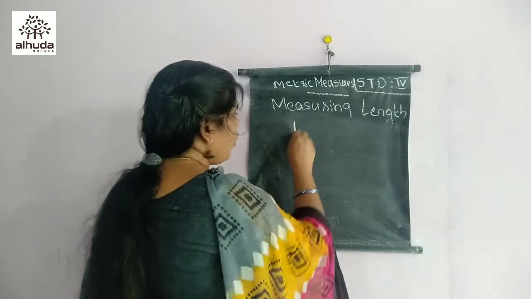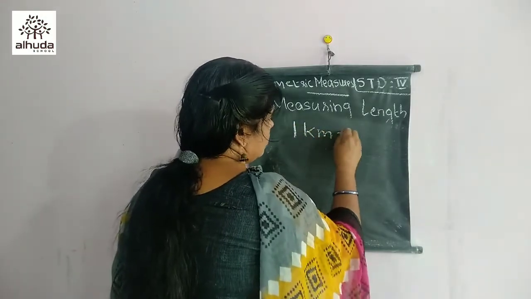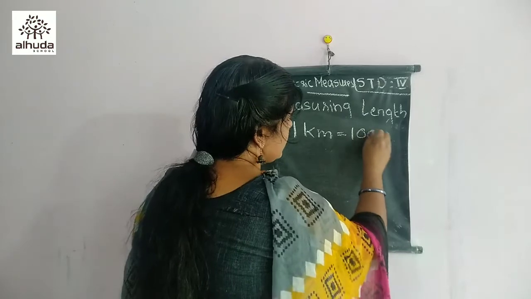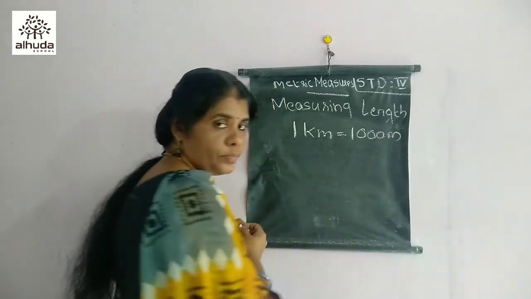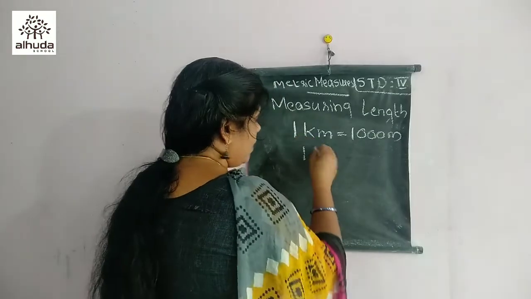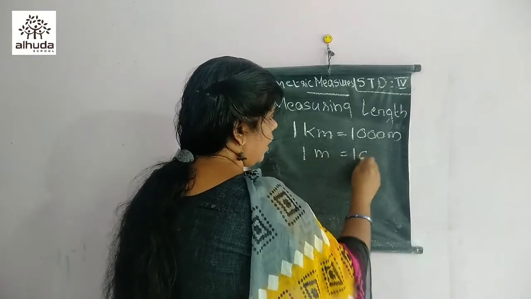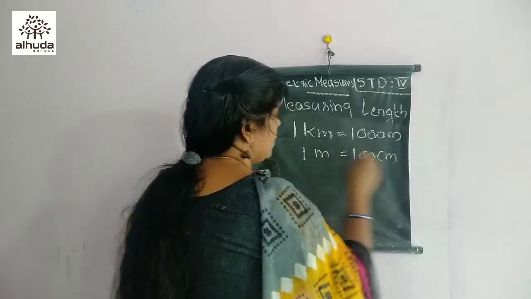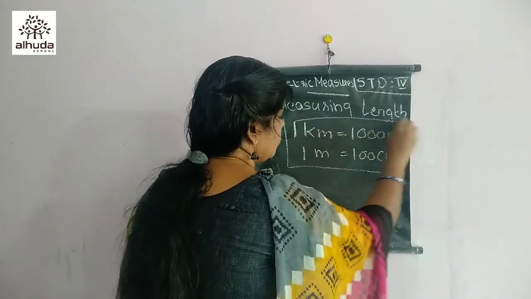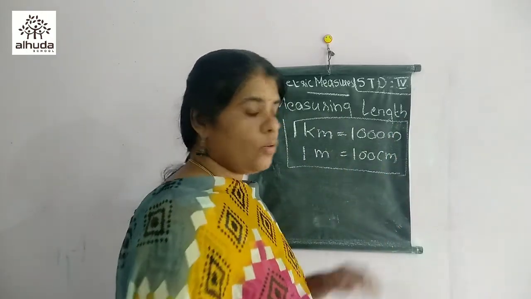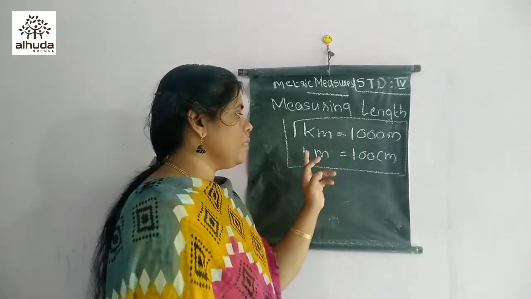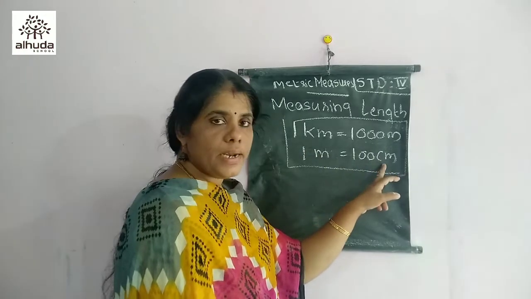1 kilometer is equal to 1000 meter. 1 meter is equal to 100 centimeter. These you should keep in your mind. 1 kilometer is equal to 1000 meter and 1 meter is equal to 100 centimeter.